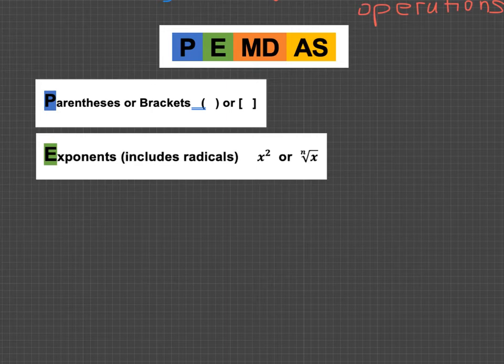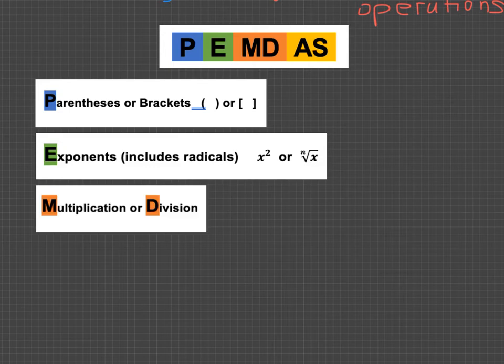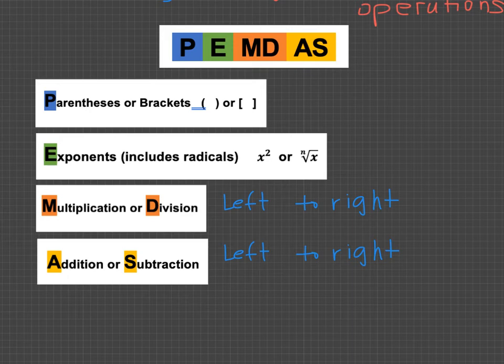And the M and the D stand for multiplication or division. These are on the same level, meaning that between the two of them, it doesn't matter which one you perform first. Typically, what we do is go left to right. All right, finally, AS stands for addition or subtraction, and like multiplication and division, the order between those two doesn't matter, but typically we go left to right.